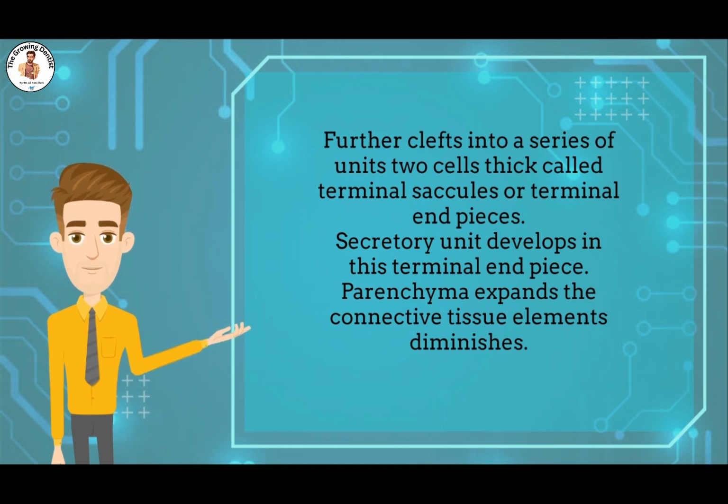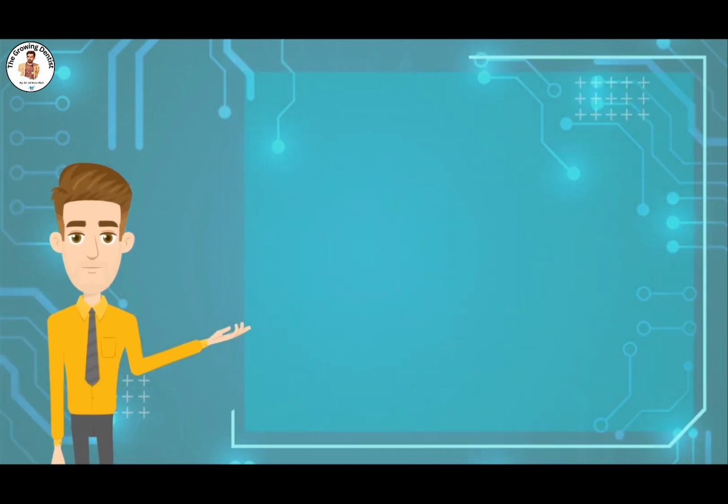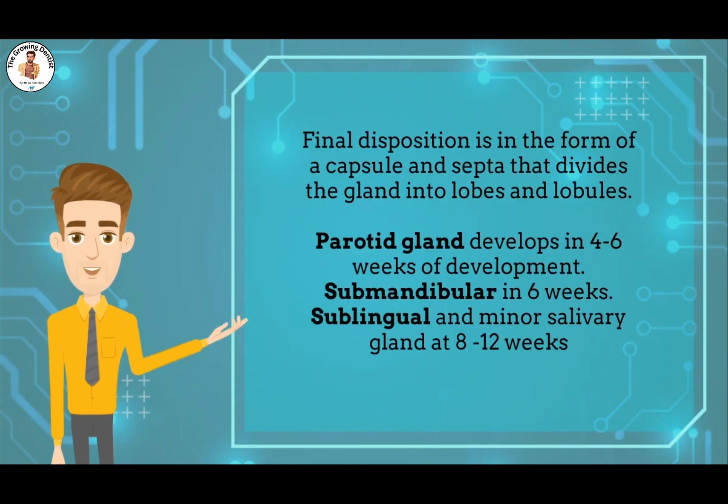As this parenchyma expands, the connective tissue elements diminish, but still the terminal end piece is surrounded by a tense connective tissue containing blood vessels and nerves. The final disposition is in the form of a capsule and septa that divides the gland into lobes and lobules. The nerve supply is both sympathetic and parasympathetic.